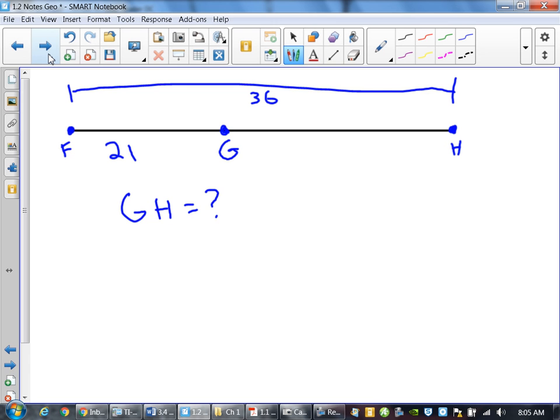Oh, and one thing, don't yell at me when things aren't drawn to scale. So does everybody see what I'm saying here, how this lends itself to an algebra problem? We know that the whole segment is 36. That whole segment is made up of 2 chunks, 21, and what do you call your unknown? X. You can do that, you can call it question mark, whatever. So how do you solve your one-step problem?